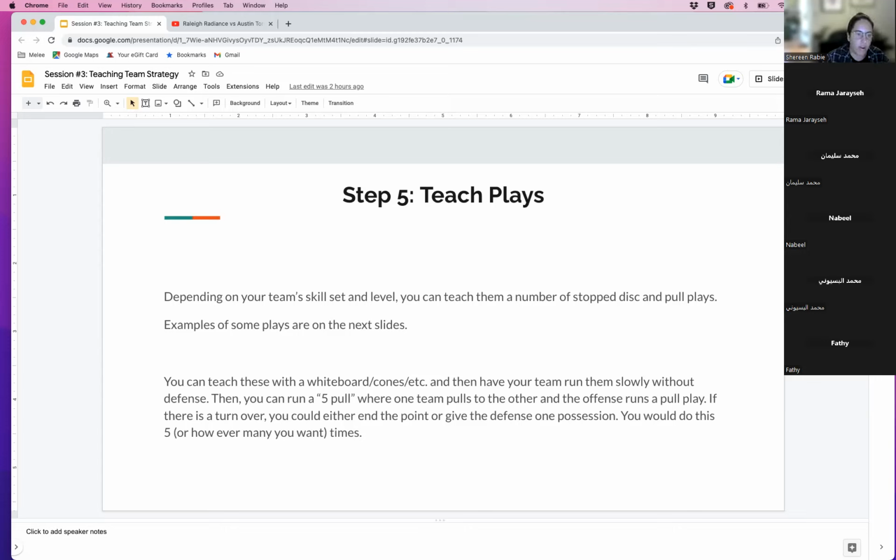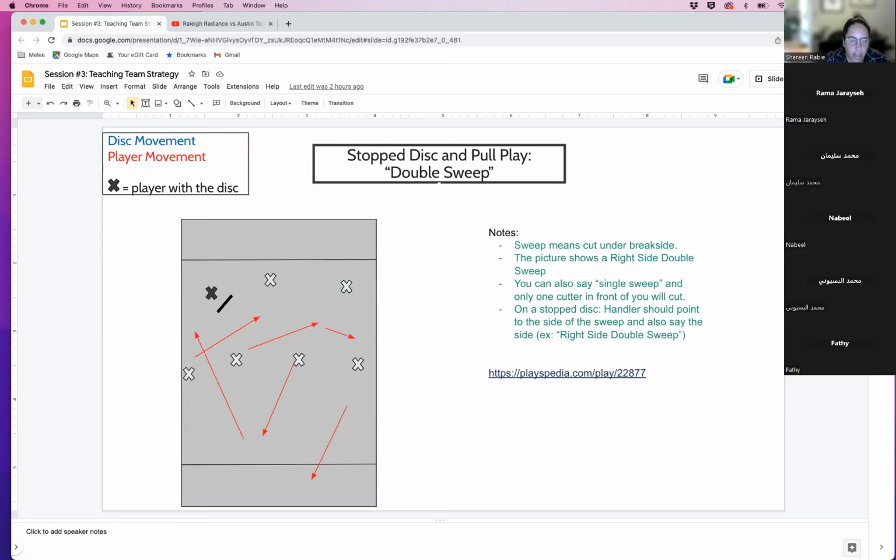But we don't play the whole point out. So if the defense turns the disc over, you know, the point would be over. That's a way to get them practicing these plays multiple times in a row without having to play out the whole point and wasting time. So that's one thing you could do when you teach plays. These are just examples of plays that you can look through.